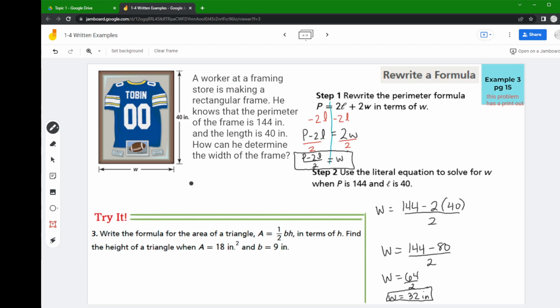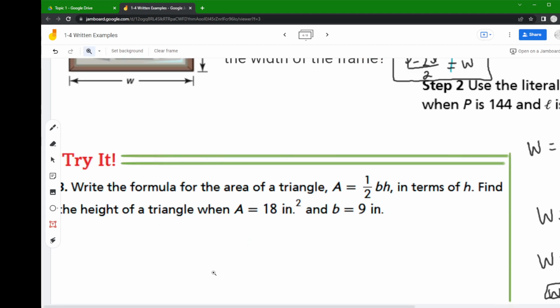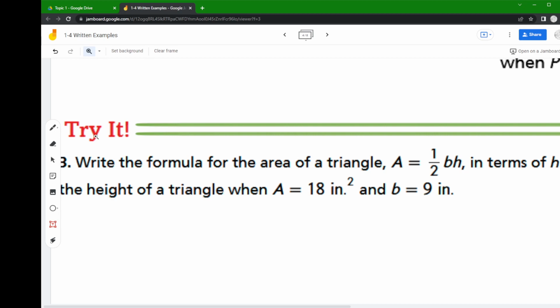Alright, so then let's try it with the Try It. I'm going to zoom in just because it's a little tiny. So it says, write the formula for the area of a triangle in terms of the height. Alright, and then it wants you to actually solve for the height. Alright, so here on the left I'm going to do that first step.